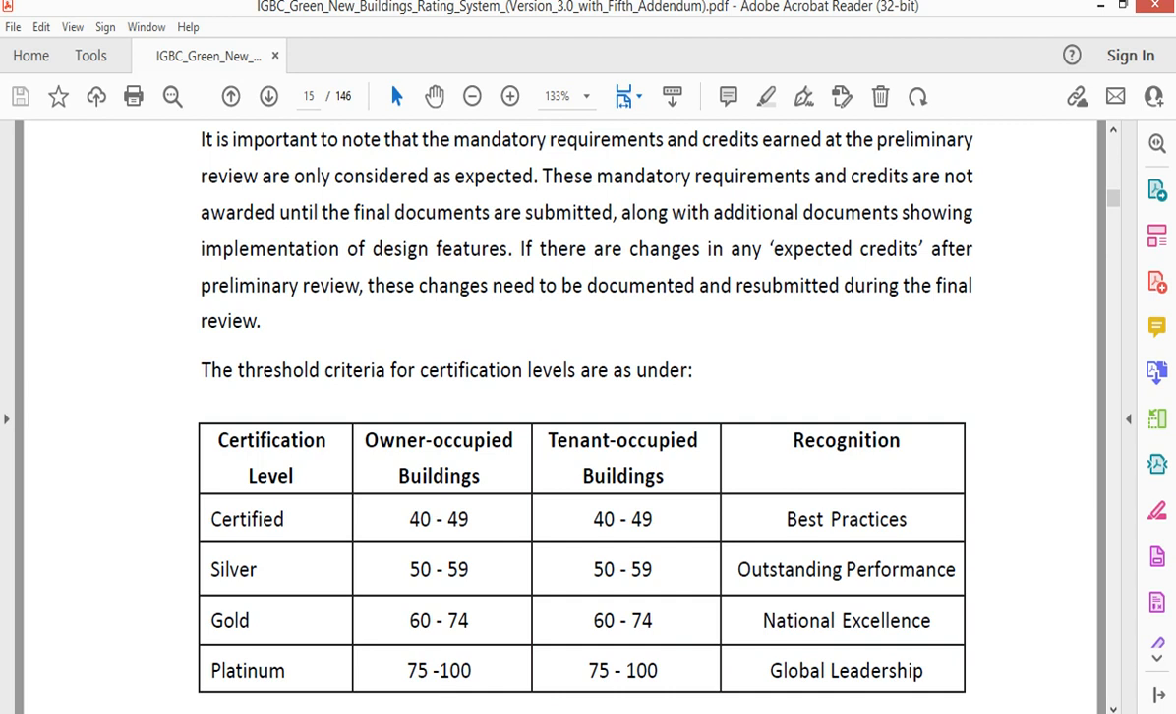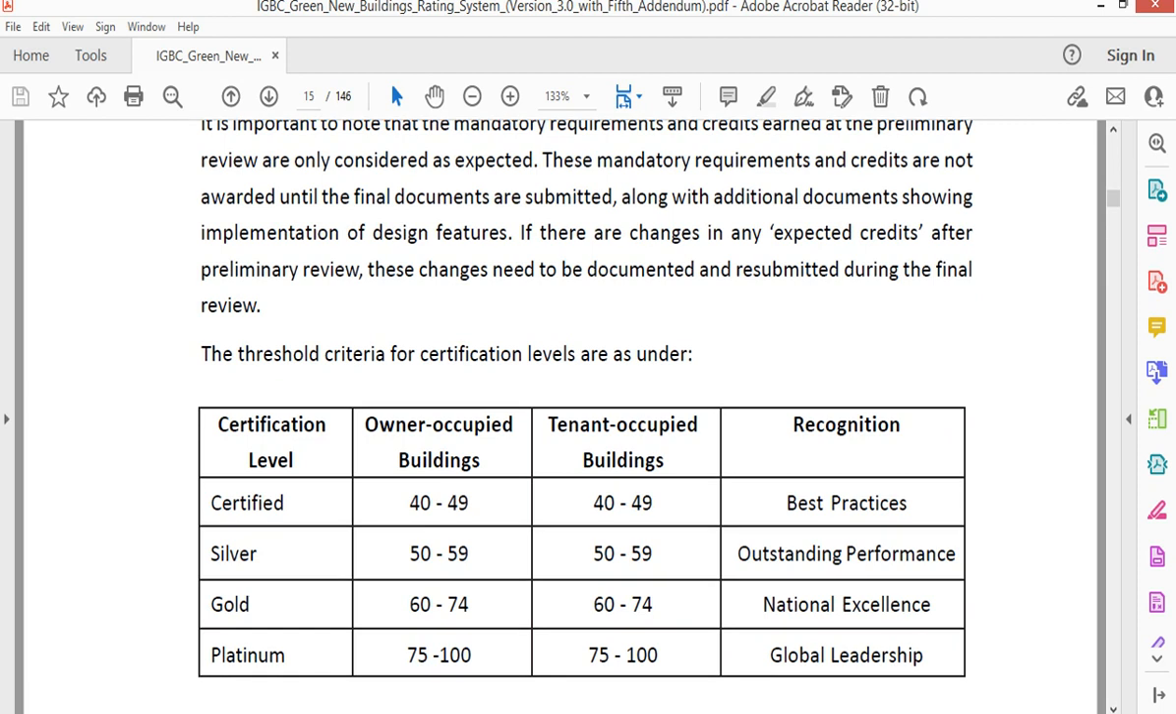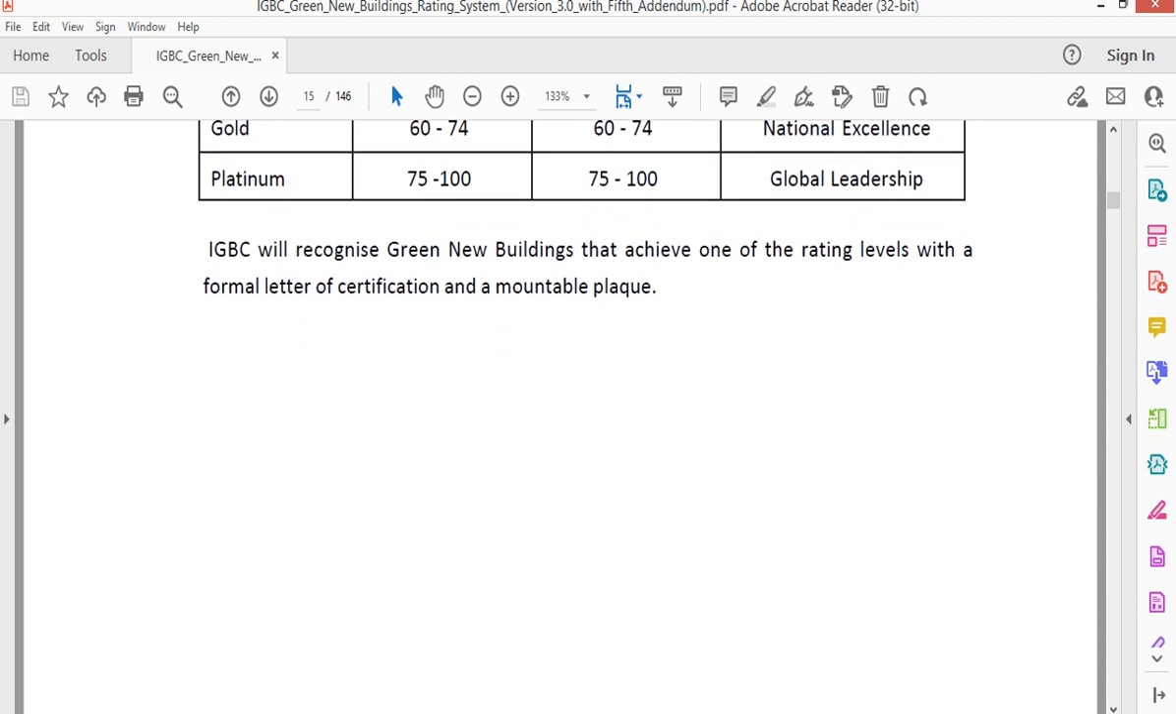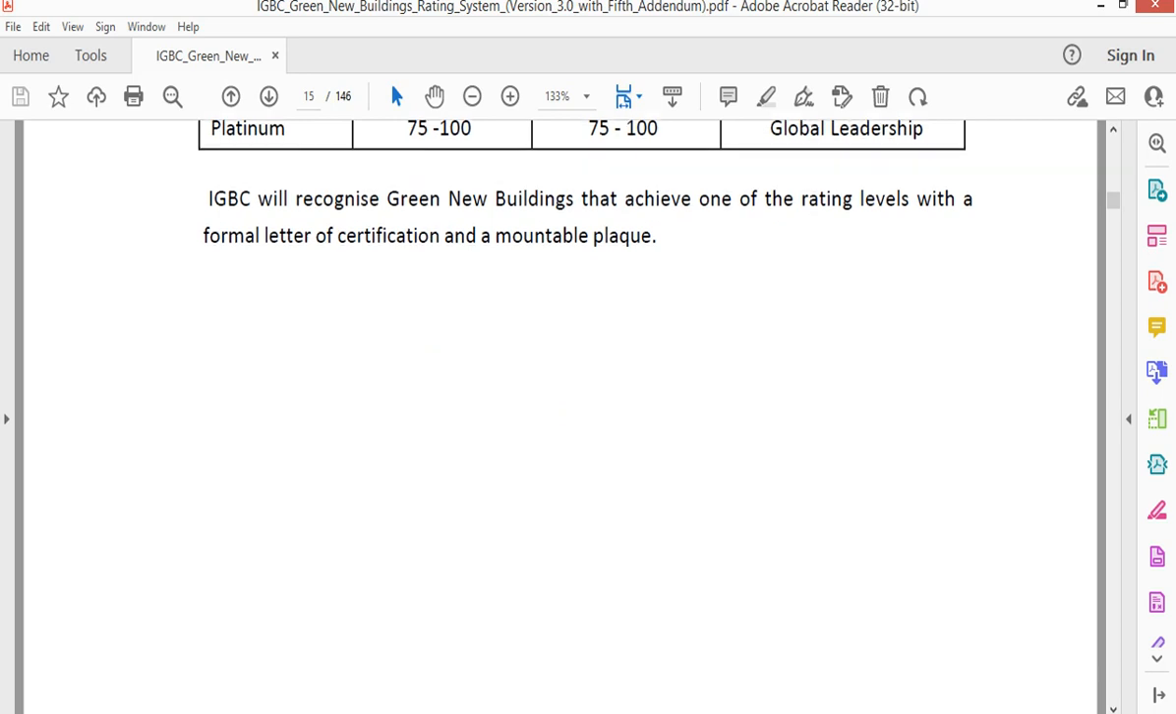If a project scores anywhere between 40 and 49 points, it would be an IGBC certified rated building. If it scores anywhere between 50 and 59 points, it would be a silver rated building. If it scores anywhere between 60 and 74 points, it would be a gold rated building. And lastly, if it scores anywhere between 75 and 100 points, it would be a platinum rated building. The IGBC would recognize these buildings by giving a formal letter of certification and a mountable plaque.